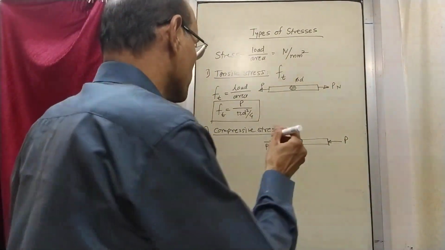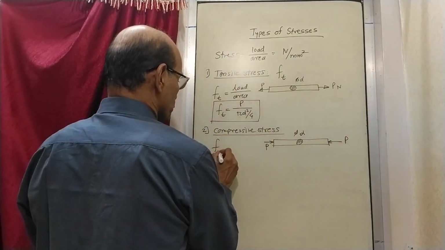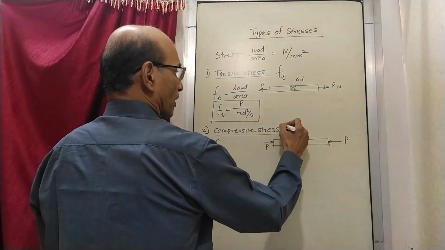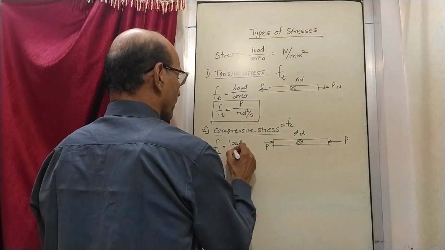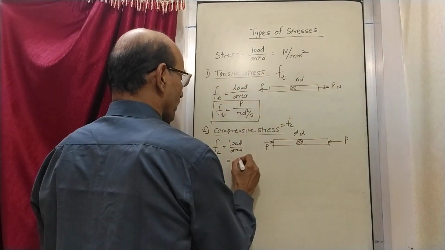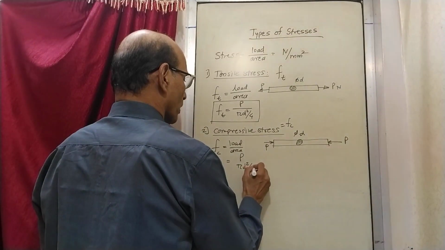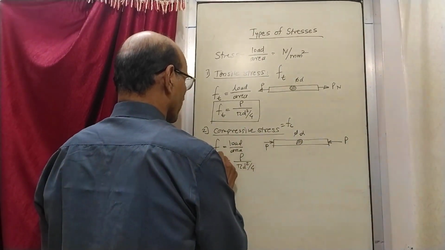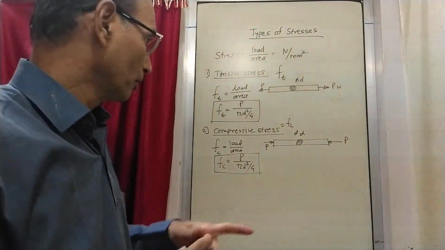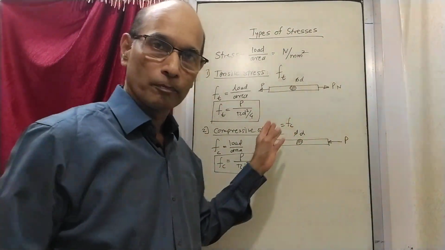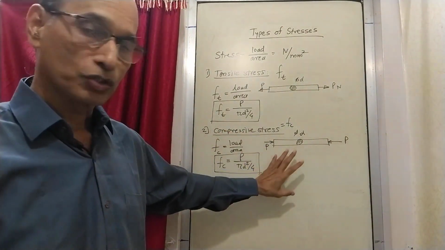The diameter still is d, and as a result the stress, now this is shown by letter Fc. I'll write here Fc. So Fc is again the same, load upon area, and this is given by P upon pi d square by 4. That is the formula for compressive stress. In fact, the formula will look the same, P upon pi d square by 4, but one is compressive stress and the other is tensile stress.